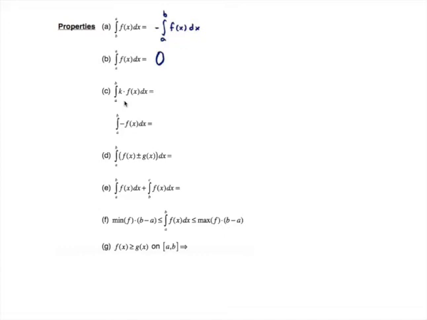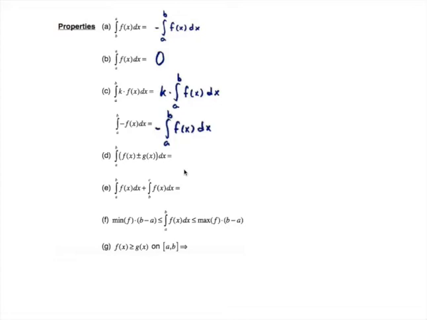C, if you integrate k times f of x, this is a vertical stretch. You had a graph, you stretched it by a factor k vertically, then the integral is going to be k times the original integral. And that same property with k equals negative 1: if you want to integrate negative f of x, here k is negative 1, then obviously that's equal to negative the integral from a to b of f of x dx.